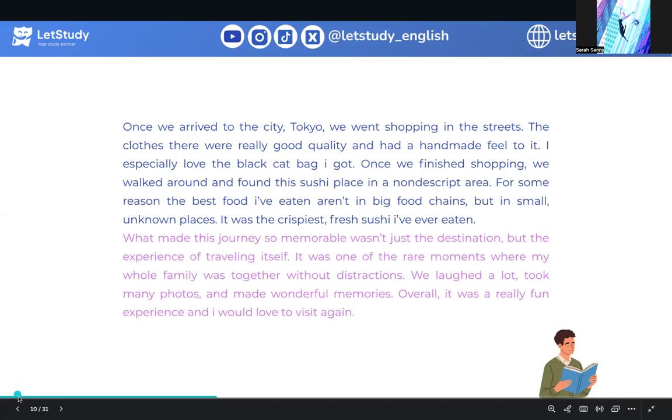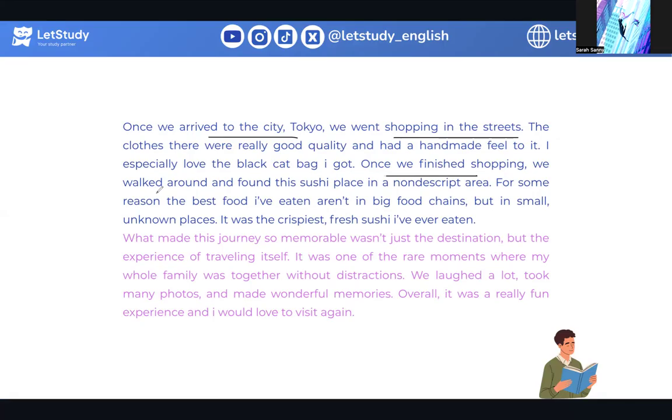Setelah itu, once we arrived to the city, Tokyo, we went shopping in the streets. The clothes there were really good quality, had a handmade feel to it. Once we finished shopping, we walked around and found a sushi place in a nondescript area. Jadi, ini lebih menjelaskan in detail kayak tentang Japan, tentang the place, gives more details juga kan.